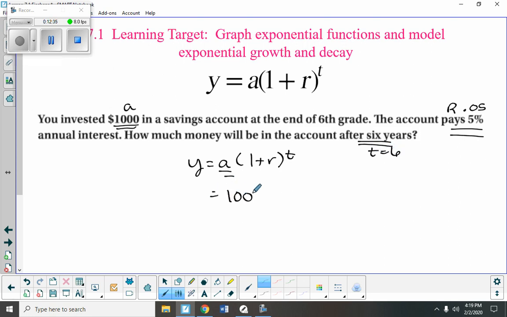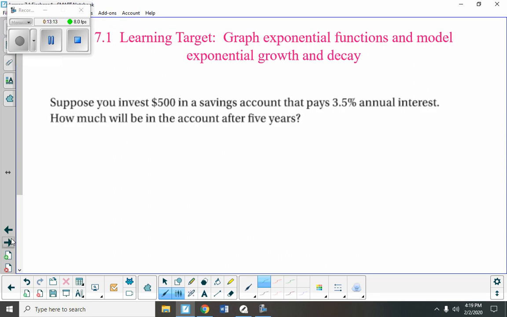So now we substitute those values in. A is 1,000, and then you have 1 plus 0.05, and then to the 6th. And you can plug that into your calculator. It's really important to make sure that you're plugging these numbers in correctly and getting the right answer. So double check that, because sometimes people don't enter it correctly with their parentheses or whatever, and then they end up getting the wrong answer. So your answer should be $1,340.10. So at the end of 6 years, you would have made $340.10 in profit, basically.